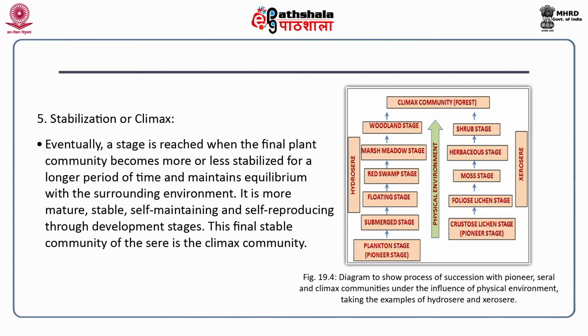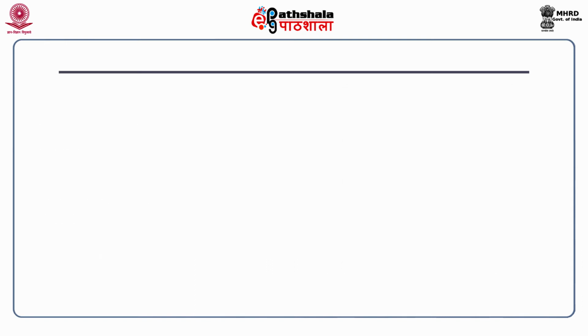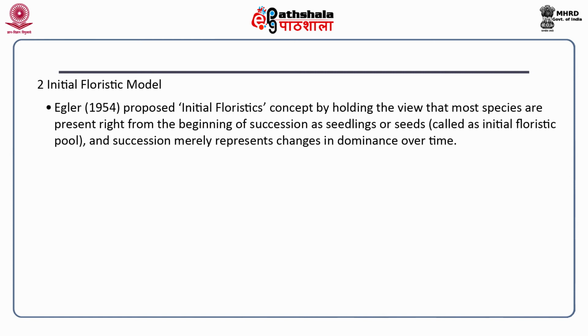So this model containing 5 processes is called Clements' model. Another model is the initial floristic model. Egler in 1954 proposed the initial floristic concept, holding the view that most species are present right from the beginning of succession as seedlings or seeds, called the initial floristic pool, and succession merely represents changes in dominance over time.